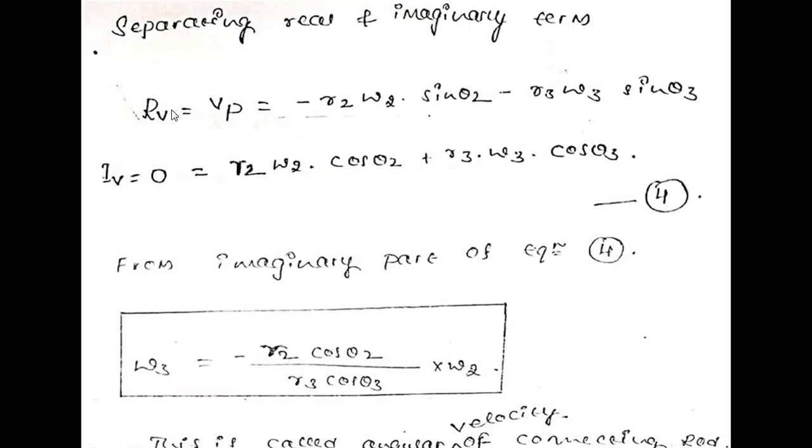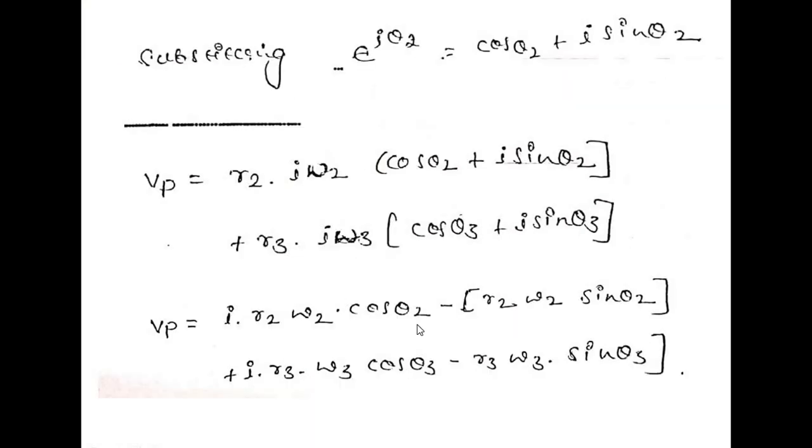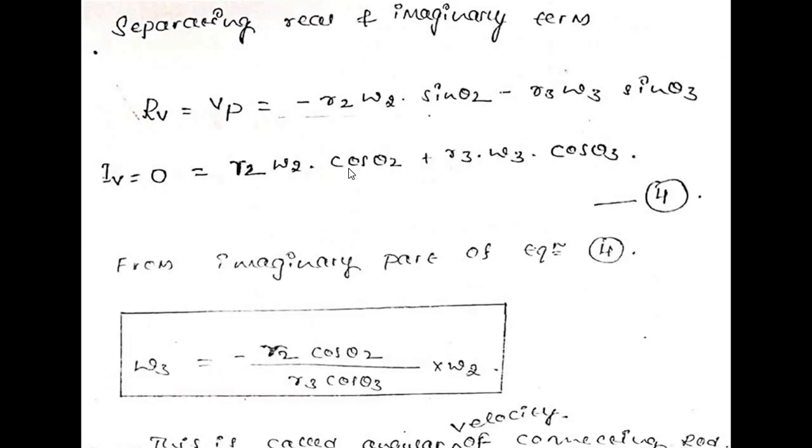Next we separate the real and imaginary terms of this equation. If you separate the real term, wherever you don't have i, that is the real part. So R2 omega 2 sin theta 2 and R3 omega 3 sin theta 3 is the real part. So we write it as minus R2 omega 2 sin theta 2 minus R3 omega 3 sin theta 3.